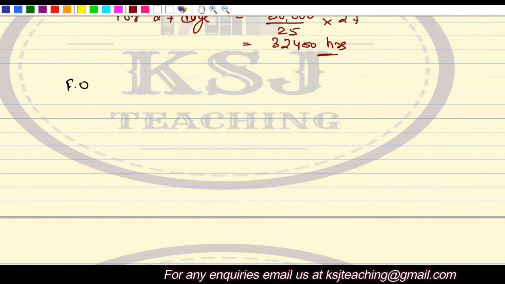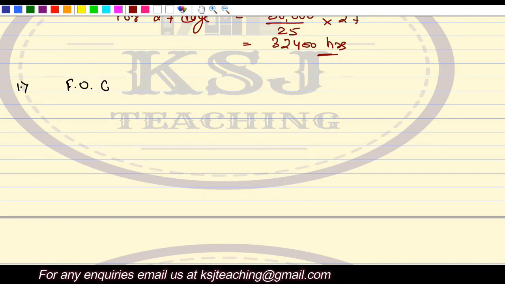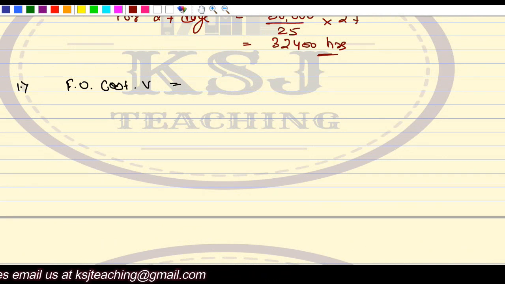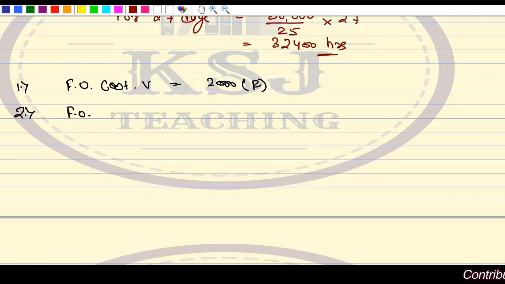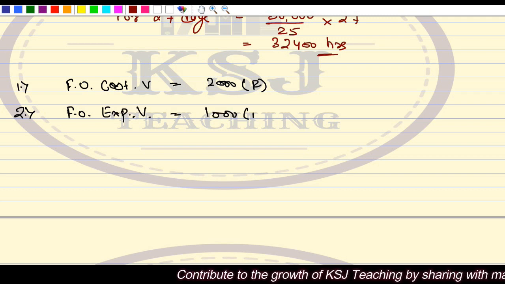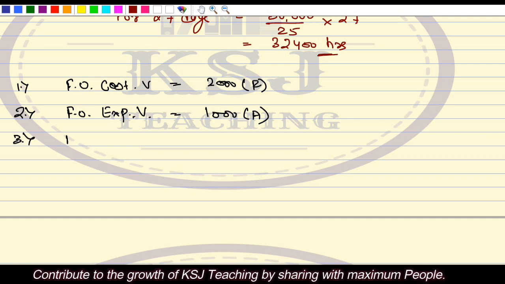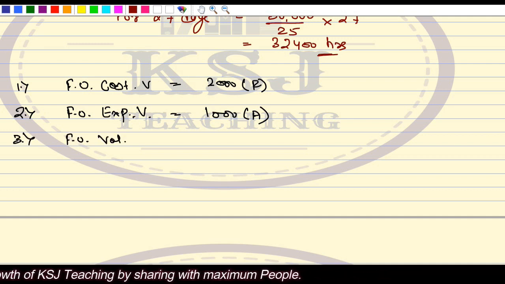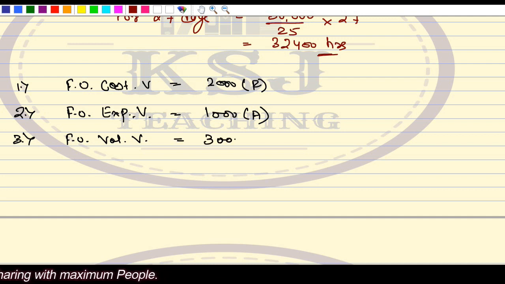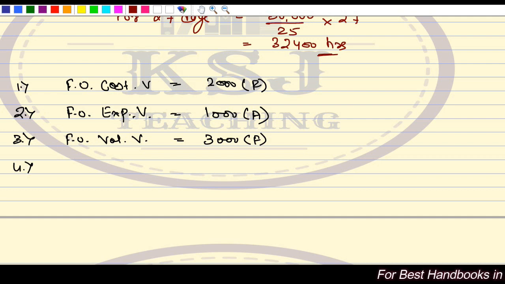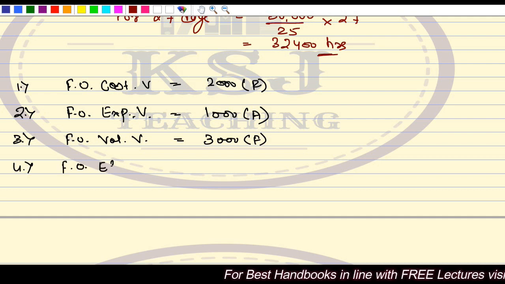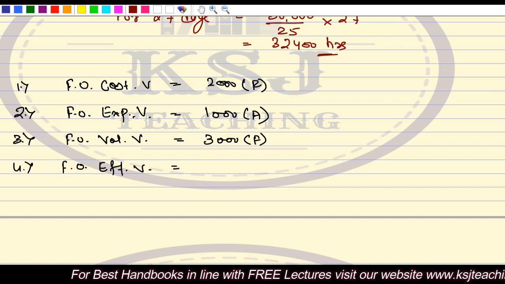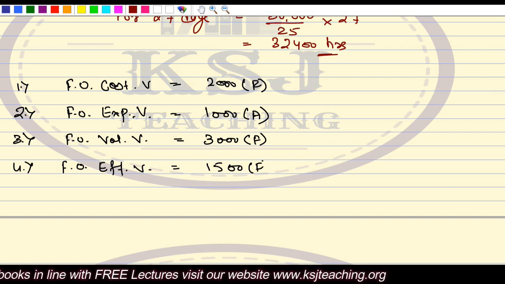So the first is fixed overhead cost variance. Fixed overhead cost variance will be 2,000 favorable, right? Second will be fixed overhead expenditure variance. That will be 1,000 adverse. Then we will have fixed overhead volume variance, right? That will be 3,000 favorable. After that, the fourth one will be fixed overhead efficiency variance. That will be 1,500 favorable.